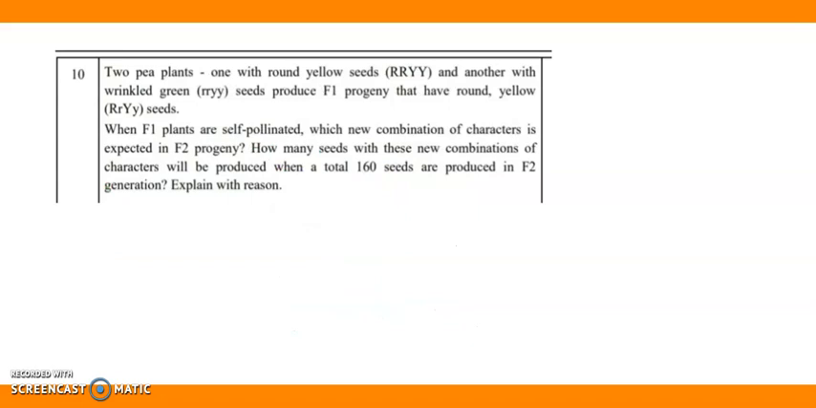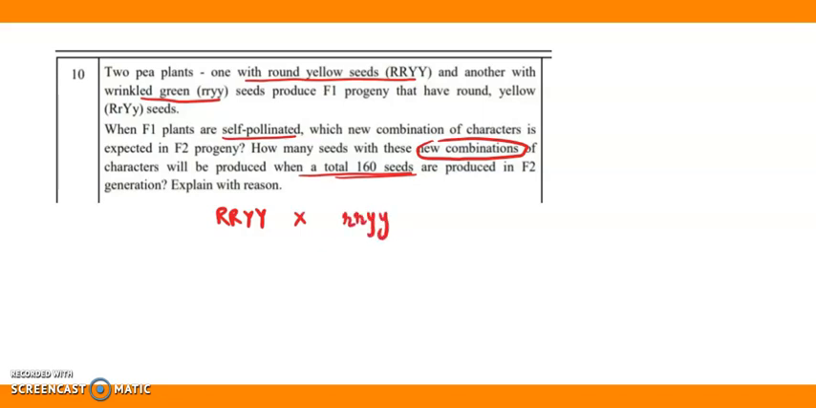This is another question from chapter number 9, Heredity. The question says that round yellow seeds are crossed with wrinkled green, and the F1 progeny were then self-pollinated. They are asking how many new combinations of characters there would be if we have received 160 seeds. Students, don't get confused. This is just like a dihybrid cross again. So this is the case they have given you, and here F1 will have the genotype capital R, small r, capital Y, small y.